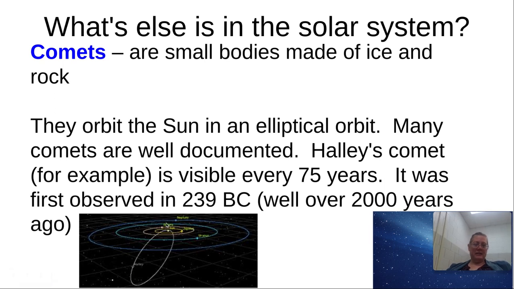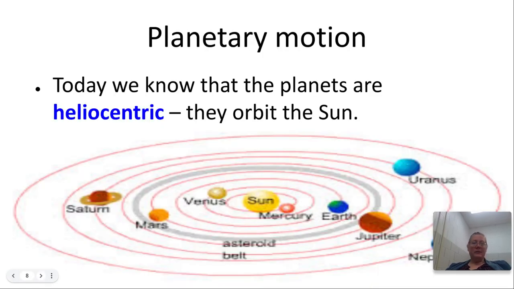Here's the elliptical orbit of Halley's comet. It goes way out into the Kuiper belt, and then it comes all the way around. Halley's Comet swings around the sun and then goes back out into outer space. Okay, today we know that the planets are heliocentric, helio meaning sun, centric meaning centered. So we know that they orbit the sun.